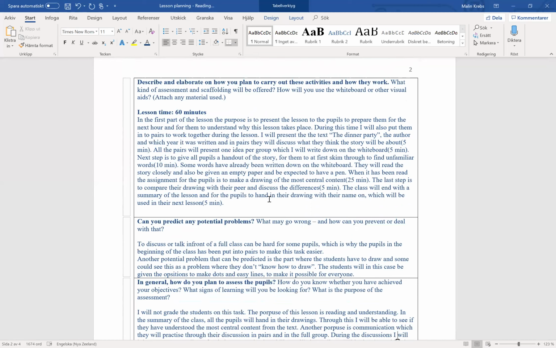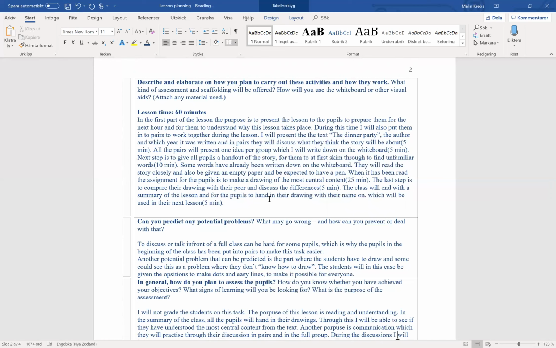I will present the text, The Dinner Party, by Mona Gardner. I will give them the author and which year it was written, and in pairs they will discuss what they think the story will be about, the theme, and where and when it is taking place. All the pairs will present one idea per group, which I will write down on the whiteboard.